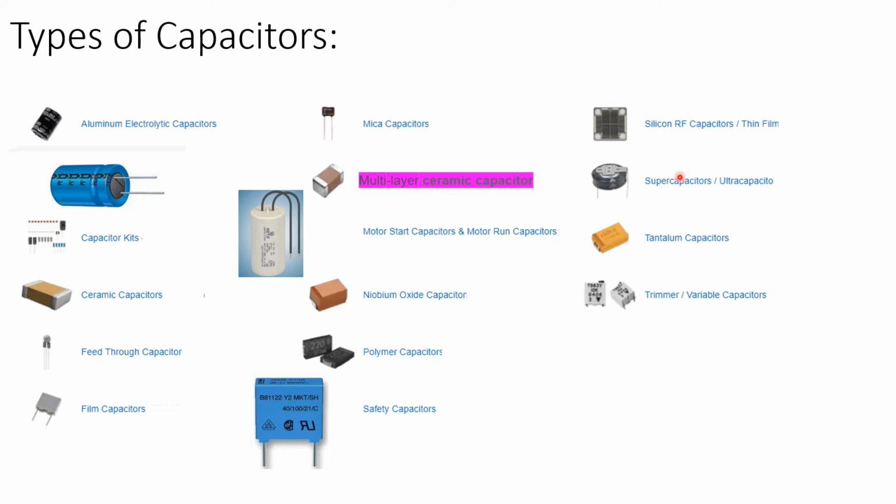Then supercapacitors, a very new technology, which come in a very small size with a very high microfarad value. Tantalum capacitors are also polar capacitors like electrolytic capacitors, and most other capacitors are generally non-polar. Polar capacitors we use only in DC applications, and non-polar capacitors we use in AC applications.